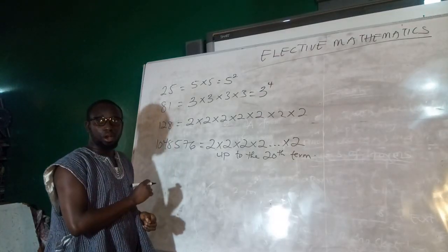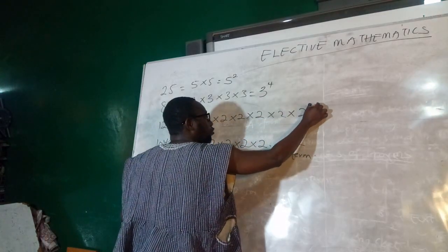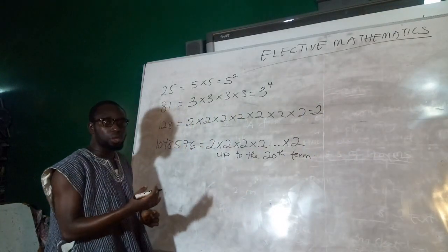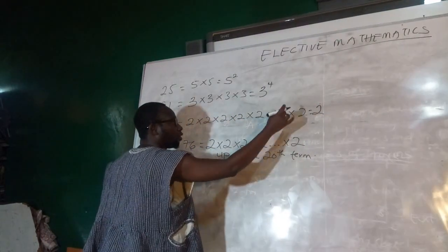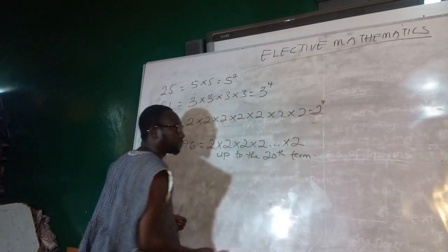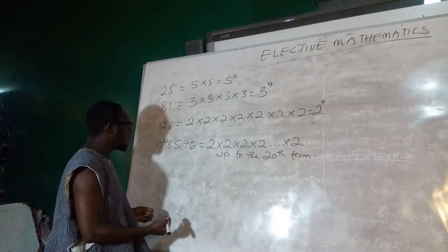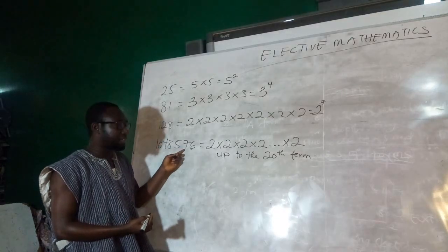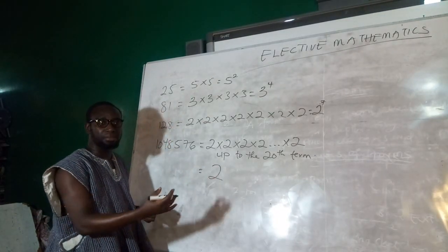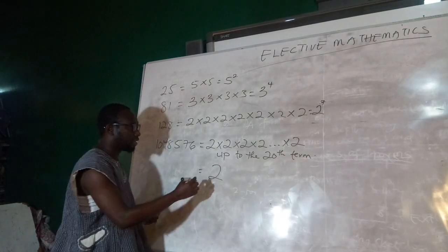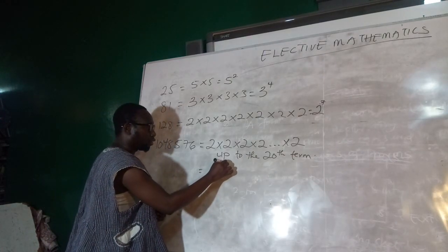128 is also written as 2. Then the number of times the 2 is being multiplied: 1, 2, 3, 4, 5, 6, 7. So that 7 becomes a superscript. Last but not least, 1,048,576 is also written as 2. Then we count the number of times the 2 is being multiplied, which is 20. So that 20 is written as a superscript over here.